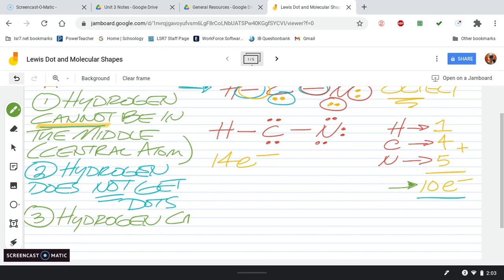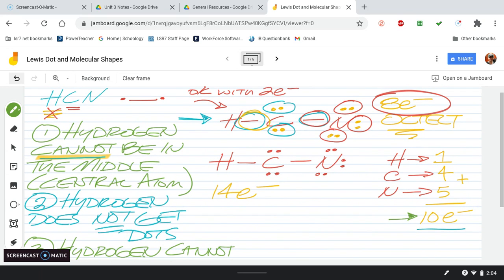So hydrogen cannot have double or triple bonds. It's just too little. So you don't get to add anything to hydrogen. You got to leave it alone. It's too little, can't handle anything, perfectly happy.